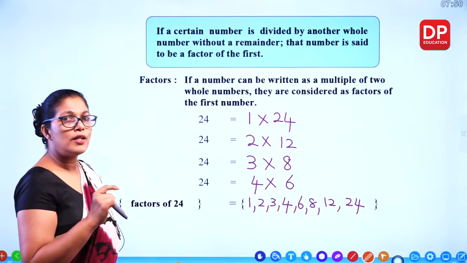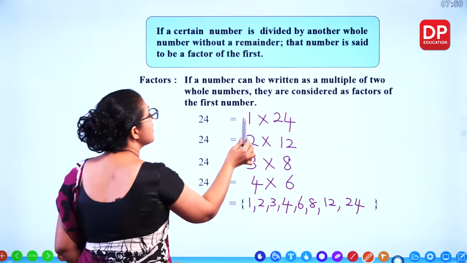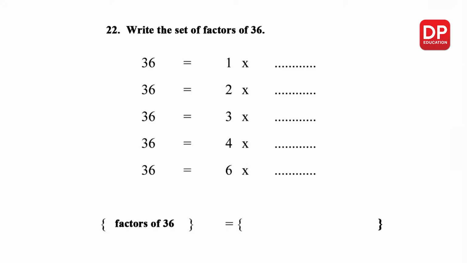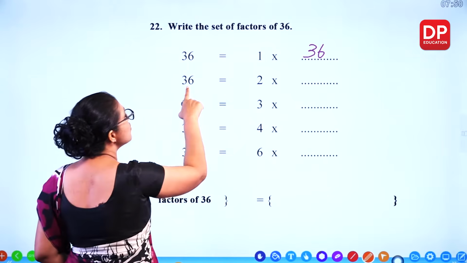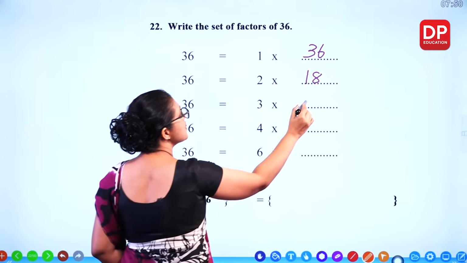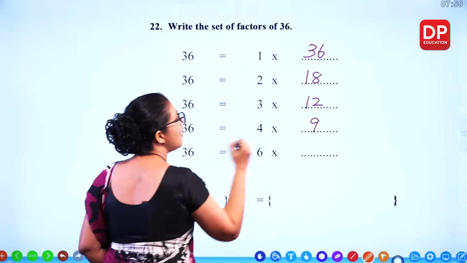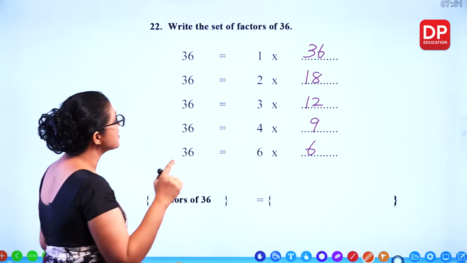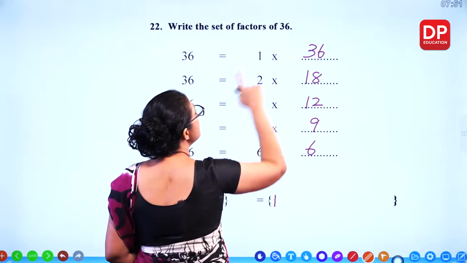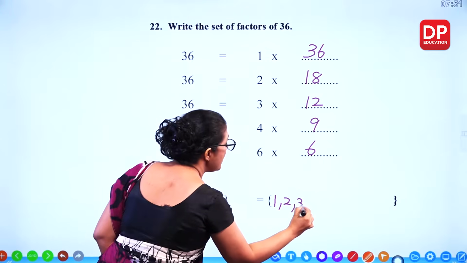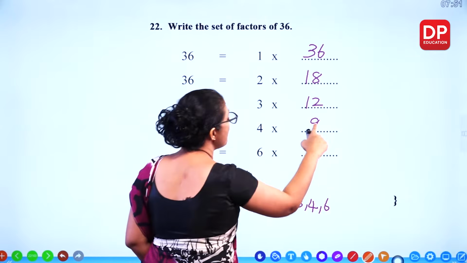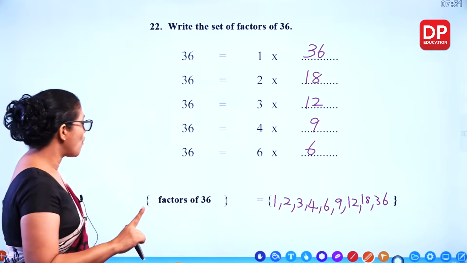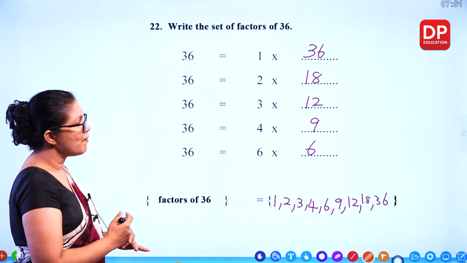So all these numbers we call factors. You can create that number by multiplying the two numbers. So those are factors. Write the set of factors of 36. 1 times 36. 2 times 18. 3 times 12. 4 times 9. 6 times 6. So what are the factors of 36? Always 1 and the number itself are factors. 2, 3, 4, 6, 9, 12, 18, 36. So these are the set of factors of 36. All factors are there.